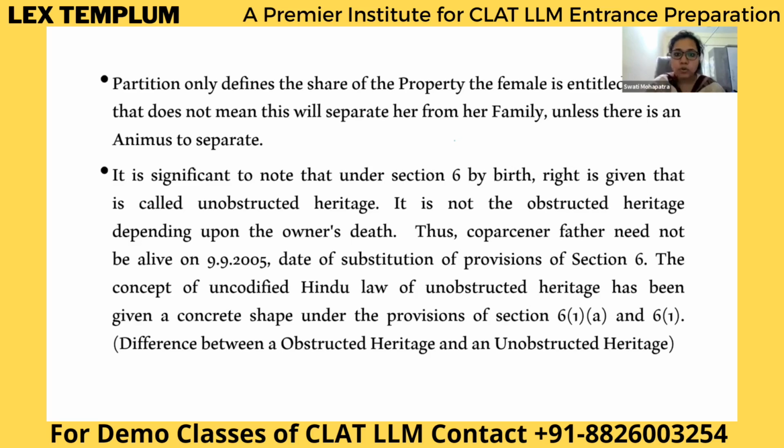So when we talk about the coparcenary system under Section 6, it is an unobstructed heritage, because the daughter and the son have a right by birth. They can take the property because they have a right by birth.